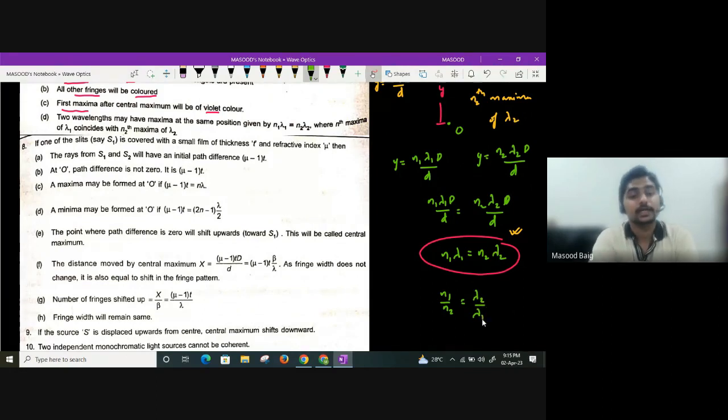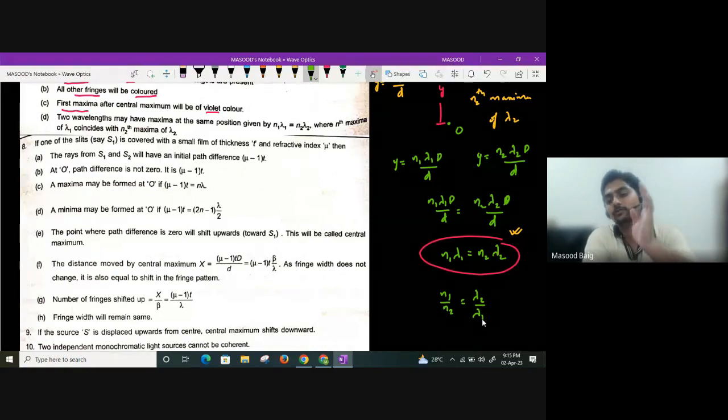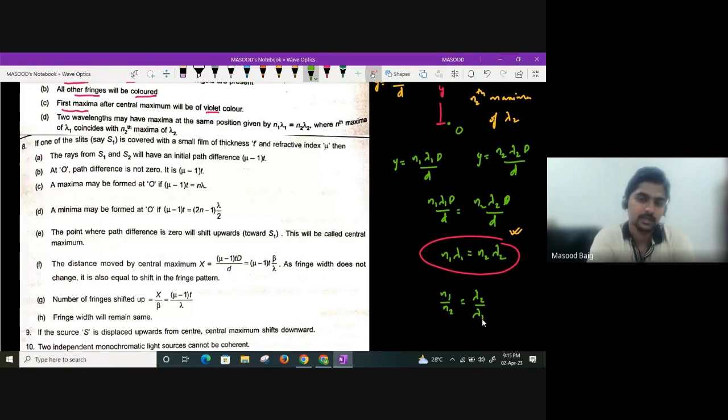So whenever white light is used instead of monochromatic light, at one point you may have maximas of different wavelengths coinciding, guys. And what is the condition for maximas to coincide? Directly I can write n1 lambda 1 will be equal to n2 lambda 2. It's a very, very important point. So two wavelengths may have maxima at the same position, guys, provided n1 lambda 1 is equal to n2 lambda 2.